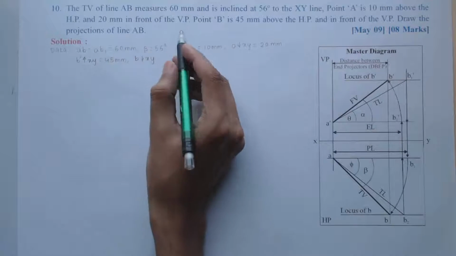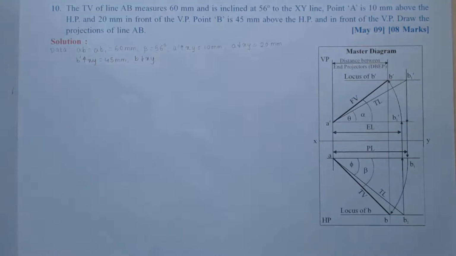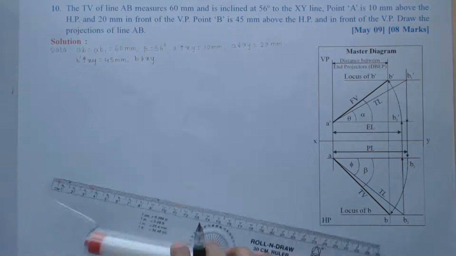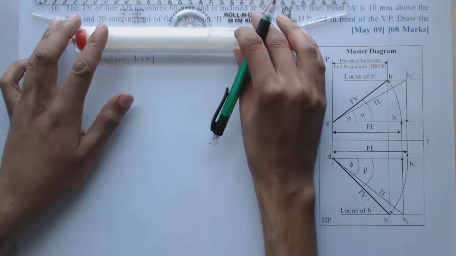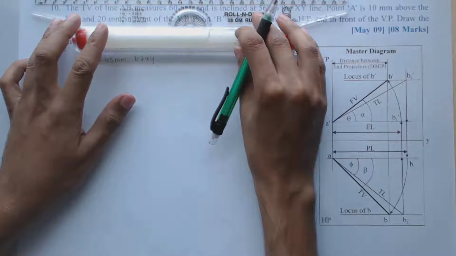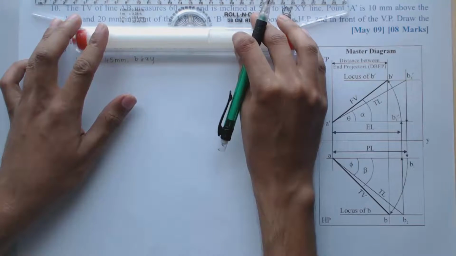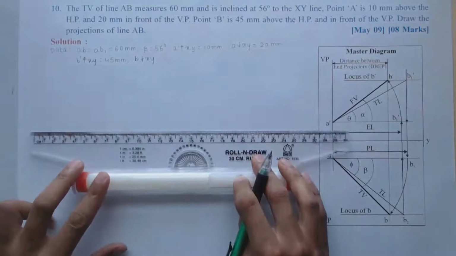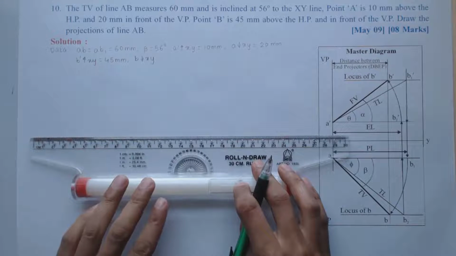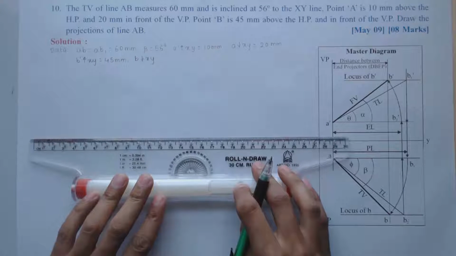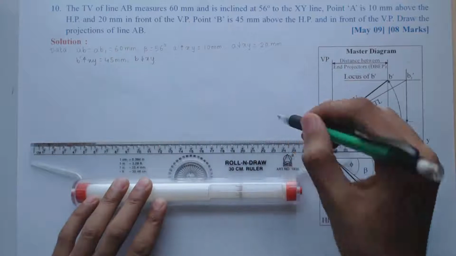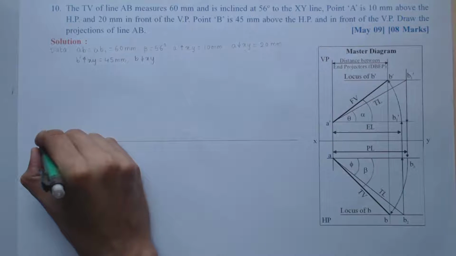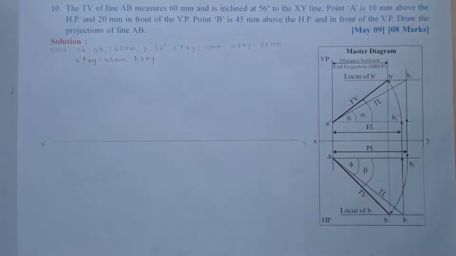Draw the projections of line AB. Now here the entire line is lying in the first quadrant, both endpoints A as well as B. So my solution will be similar to the master diagram. So we need to leave the space both above and below XY. So we have marked the reference line XY.